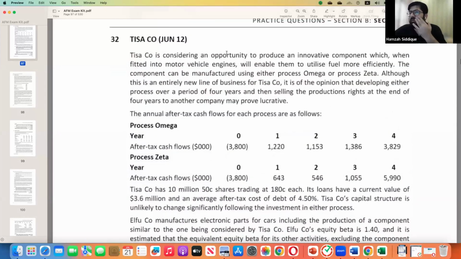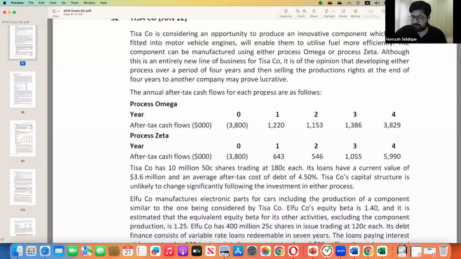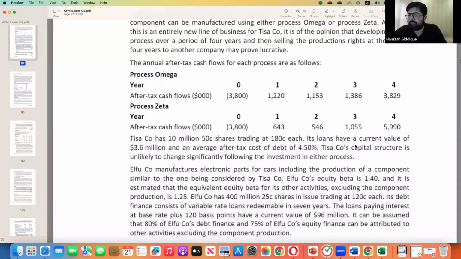TISA company is considering an opportunity to produce an innovative component which, when fitted into a motor vehicle, will enable them to utilize fuel more efficiently. The component can be manufactured using either process, omega or zeta, although it is an entirely new line of business for TISA. It is the opinion that developing either process over a time period of 4 years and then selling the production rights at the end of 4 years to another company may prove lucrative. Cash flows are here, process omega and process zeta.